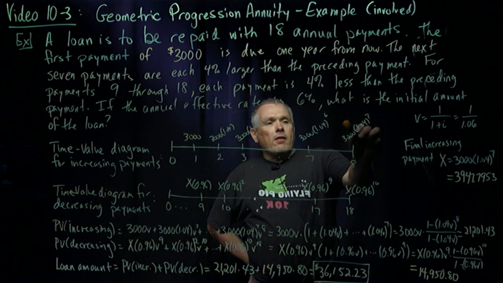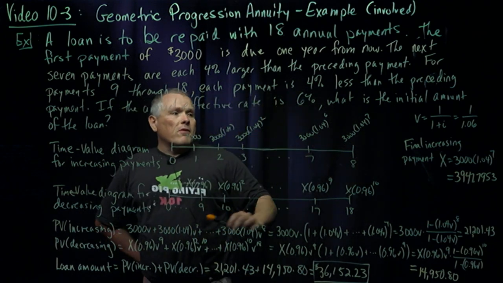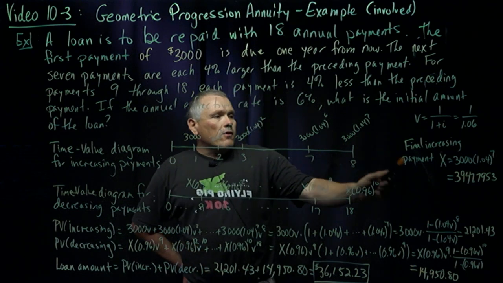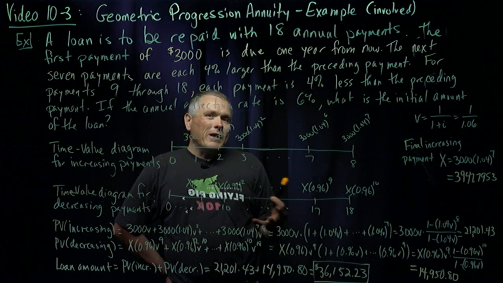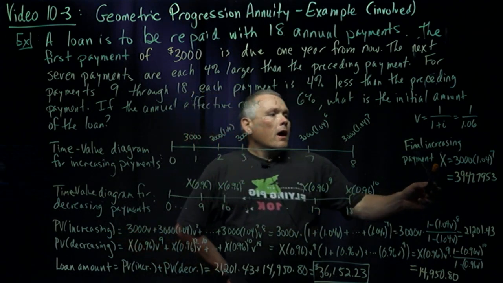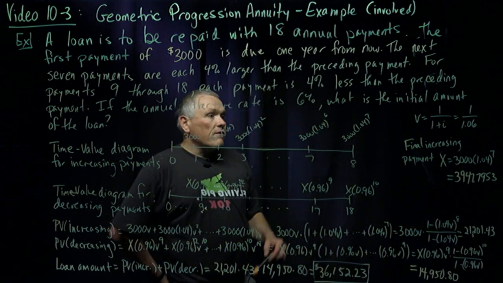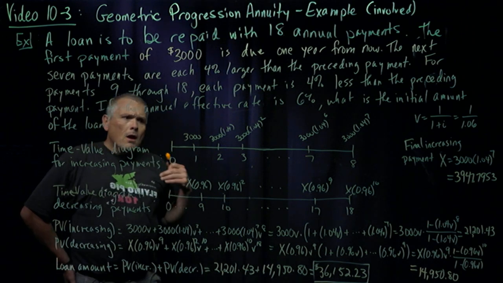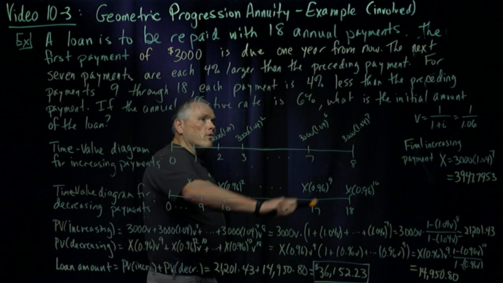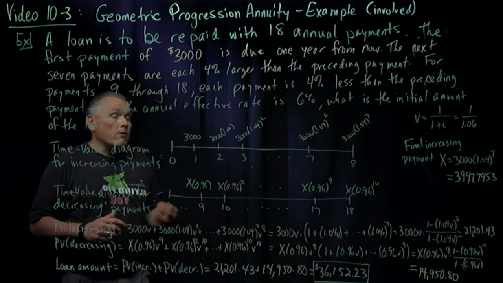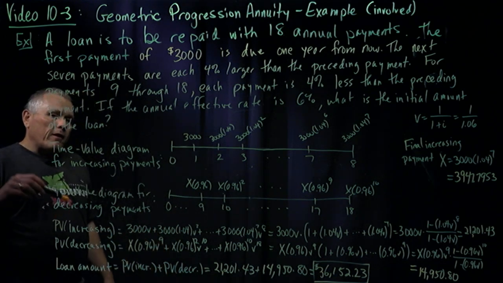We're going to need this last value here because notice that when it says for payments 9 through 18, each payment is 4% less. So I'm going to calculate this off to the side, call it x, just to make the time value diagram a little bit more easily readable in the second part here. Calculate that x for that final payment. We have a final payment of $3947.7953. Also, when we're doing our present value, we'll need our value for v. We know that i here is 0.06, so our v is going to be 1 over 1.06. All right, so we've got our time value diagram for our increasing payments.